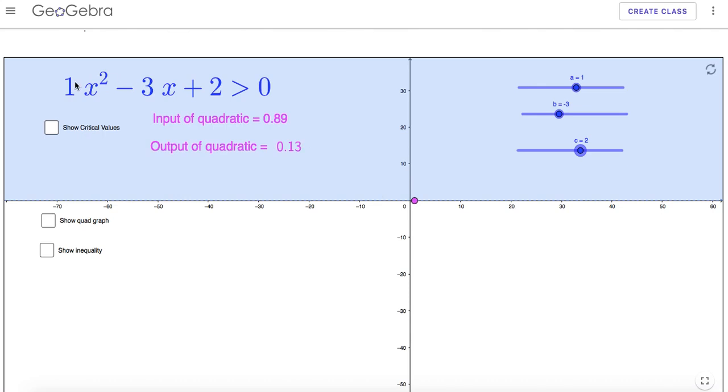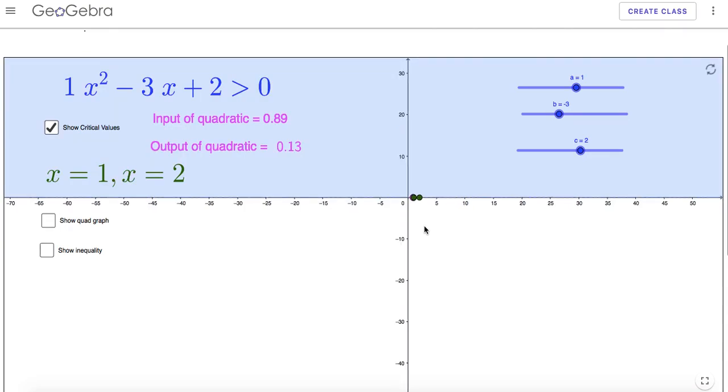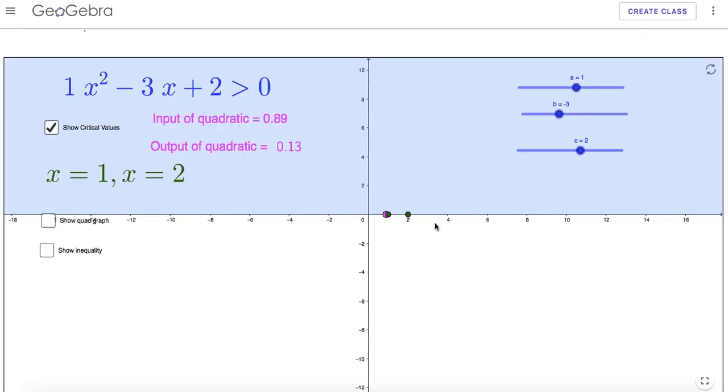So looking at this inequality, x squared minus 3x plus 2, we want to know where the critical values are. And the critical values are going to be where the zeros are. So if I just click on that, I'm going to have zeros at 1 and 2. I'm just going to zoom in a little bit here. So there's 1 and 2, which represent my two zero values.